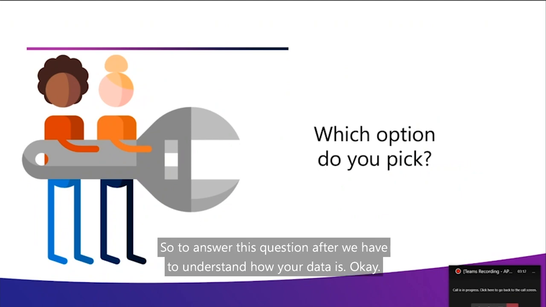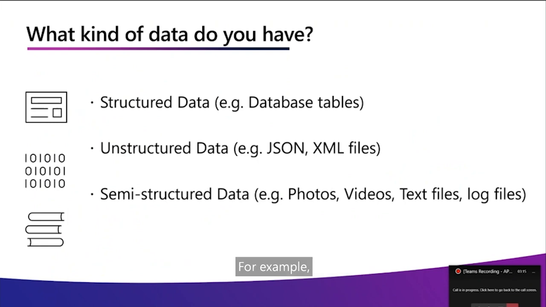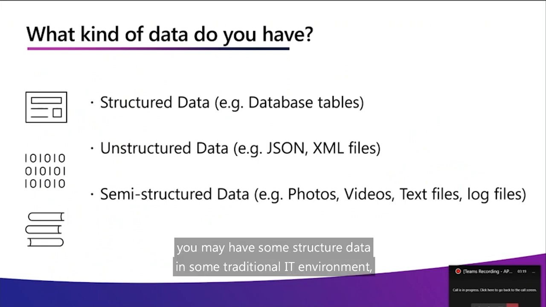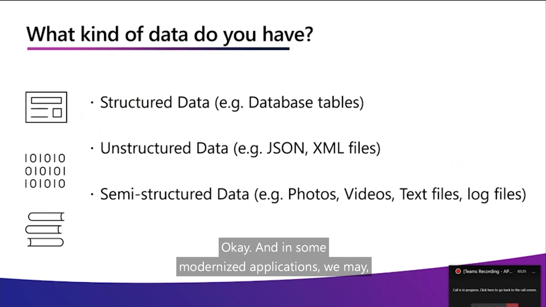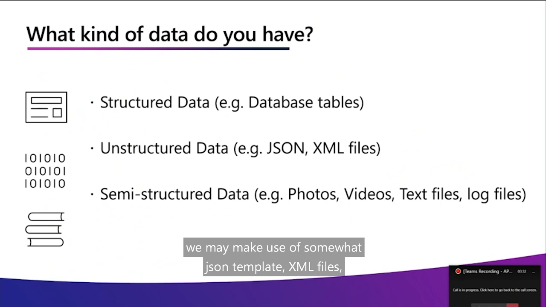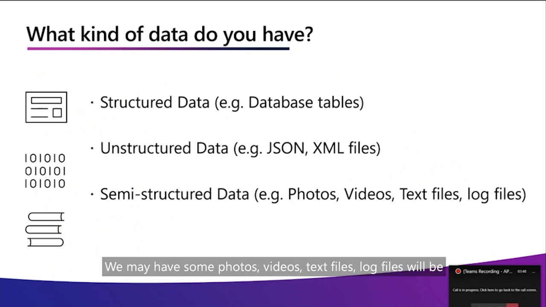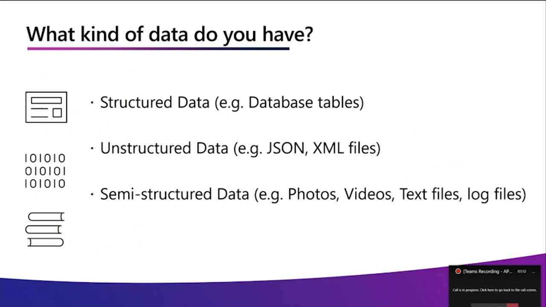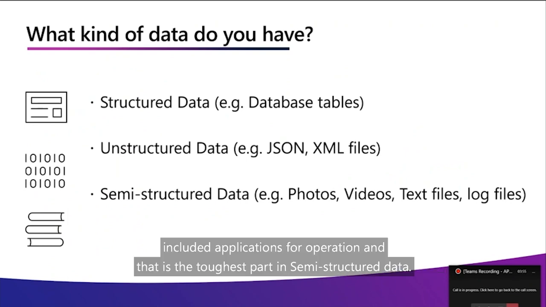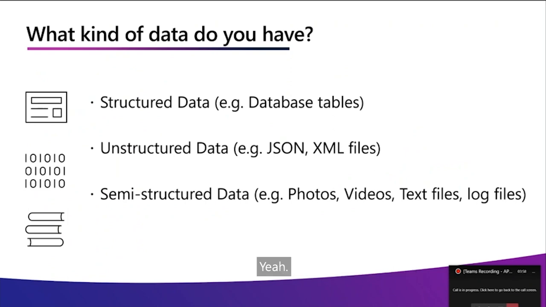To answer this question, we have to understand how your data is. For example, you may have some structured data in some traditional IT environment, like your RDBMS database, that is classified as structured data. And in some modernized applications, we may make use of some JSON template XML files to record your data records. That is classified as unstructured data, as always. So we have our options for you. And finally, semi-structured data. In the modernized application development environment, we may have some photos, videos, even some text files, log files to be included in the applications for operation, and that is classified as semi-structured data.